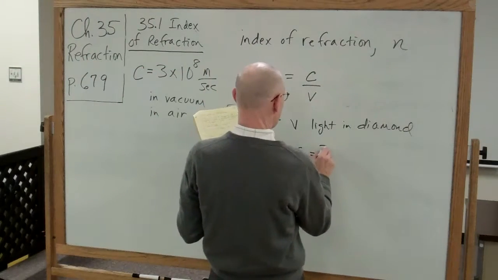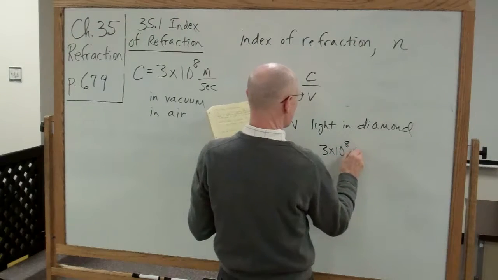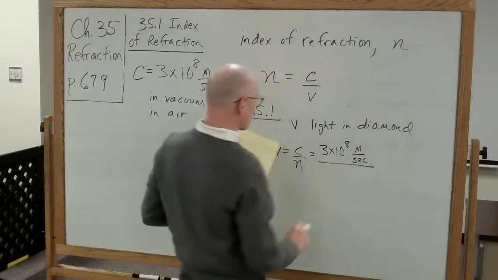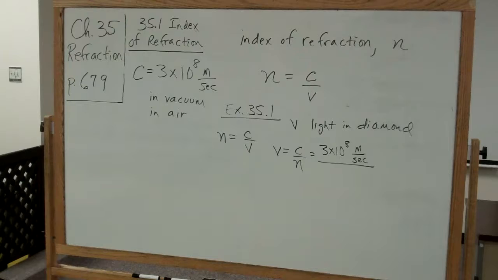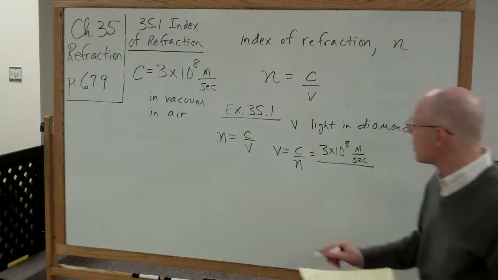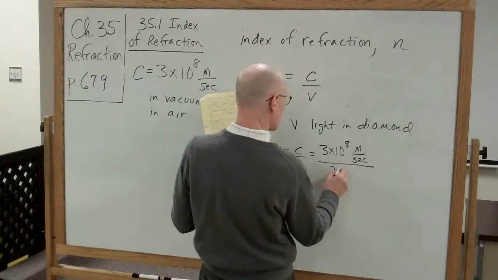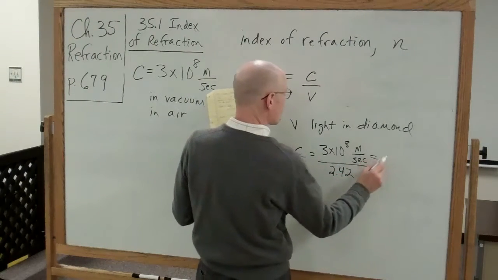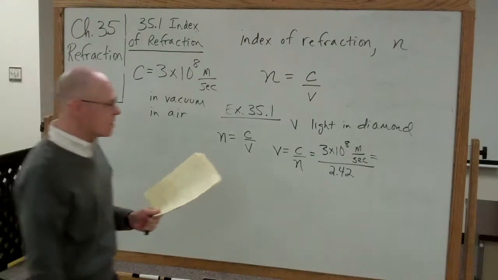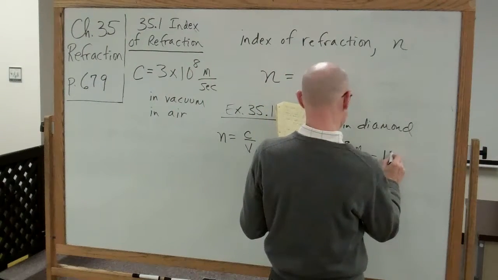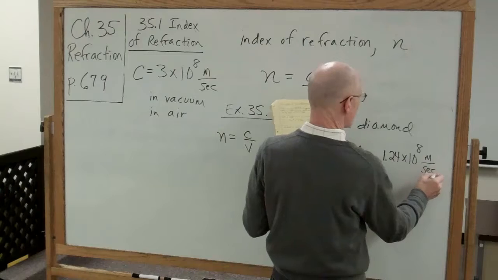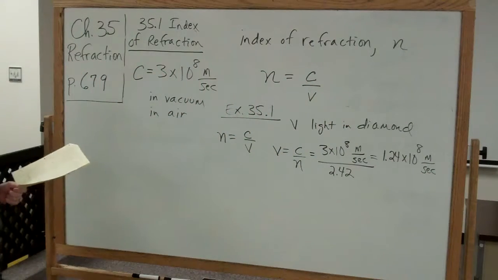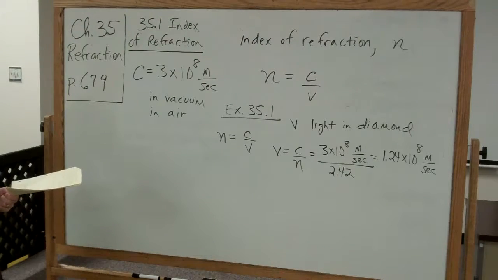And so now you just plug in what you know, 3 times 10 to the 8th meters per second. Now for diamond, the index of refraction is known, so you just go look it up in the table. Table 35.1 tells you diamond has an index of refraction of 2.42. Then you just get your calculator out, and that ends up being 1.24 times 10 to the 8th meters per second. So almost 2.5 times slower than the speed of light in air. So that is a significant slowing. Still moving along pretty fast though.